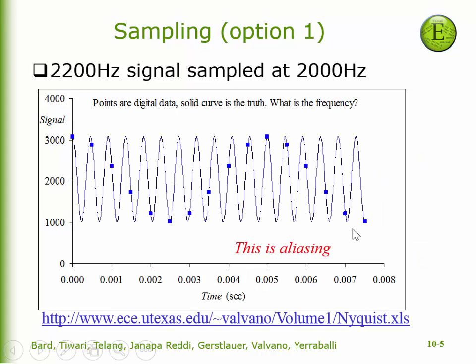It's not there anymore. And see, what we're looking at right here, and this is kind of a strange thing, is it looks like this data right here. The actual data is 2200 hertz, but it looks like it's only about 200 hertz. So we get this aliasing effect right there.